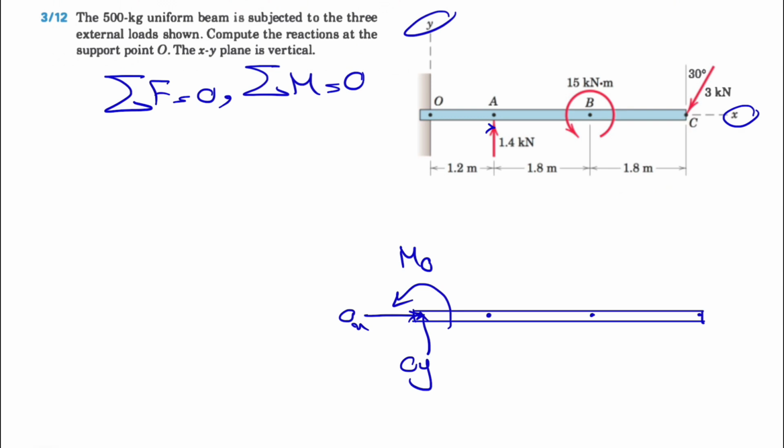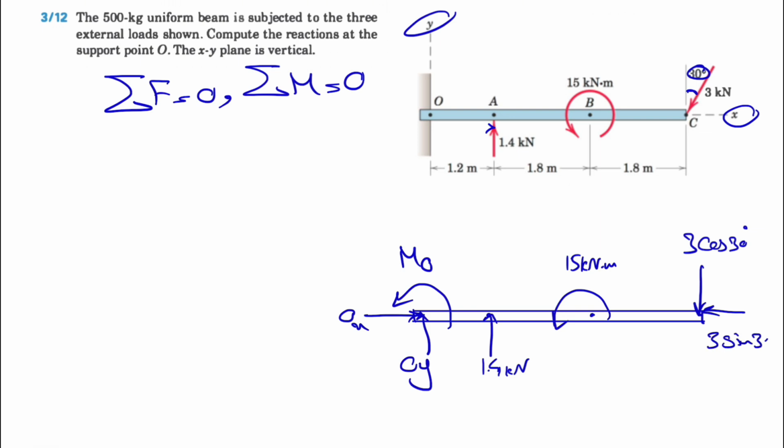If in this question we had a pin at point O instead of this fixed support, we wouldn't have this MO at point O, but that's not the case. We have a fixed support. We have the 1.4 kilonewton force at point A, a 15 kilonewton meter moment at point B, and at point C we have one single force that can be resolved into X and Y components. We know this angle is 30 degrees, so the vertical component will be 3 cosine of 30 degrees, and the horizontal would be 3 sine of 30 degrees.